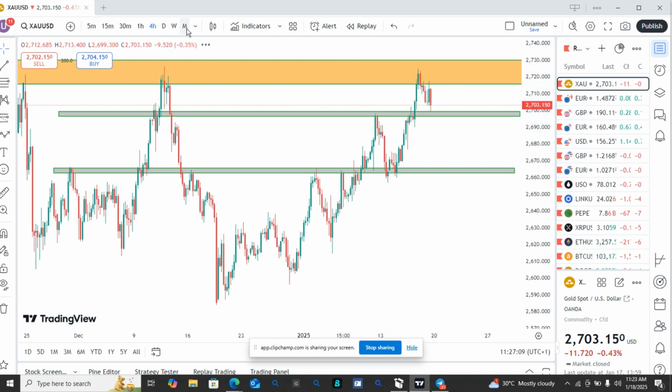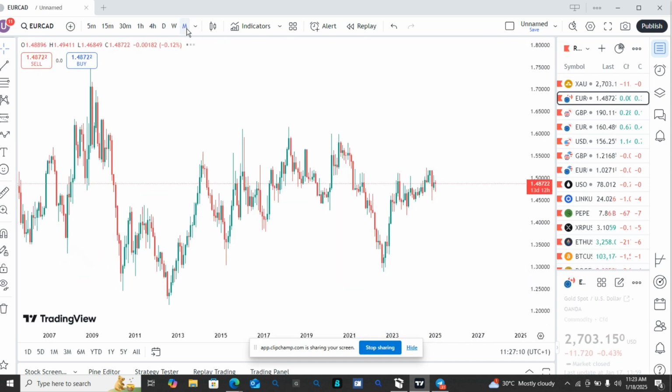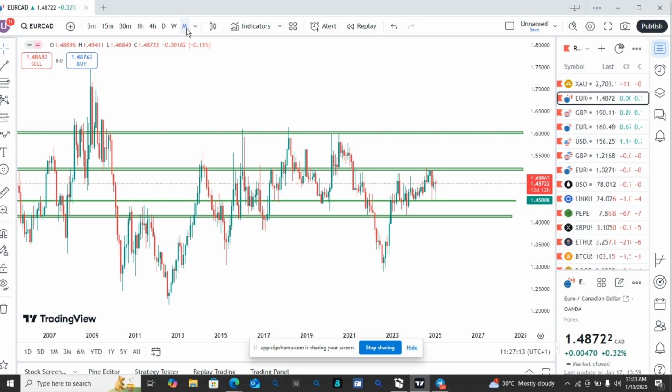So next pair on the list is Euro Cad. So Euro Cad on a monthly time frame, let's put more details on it. So on a monthly time frame, you can see that this is our monthly high resistance level, and this place is our monthly mid resistance level, and this place is our monthly support level.